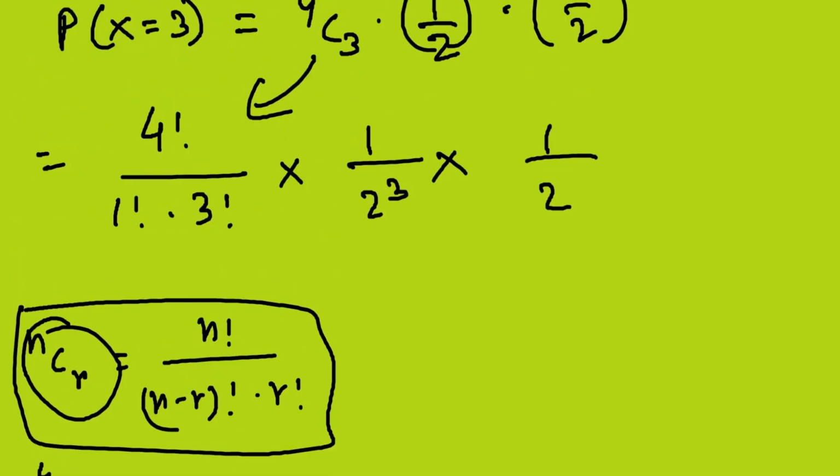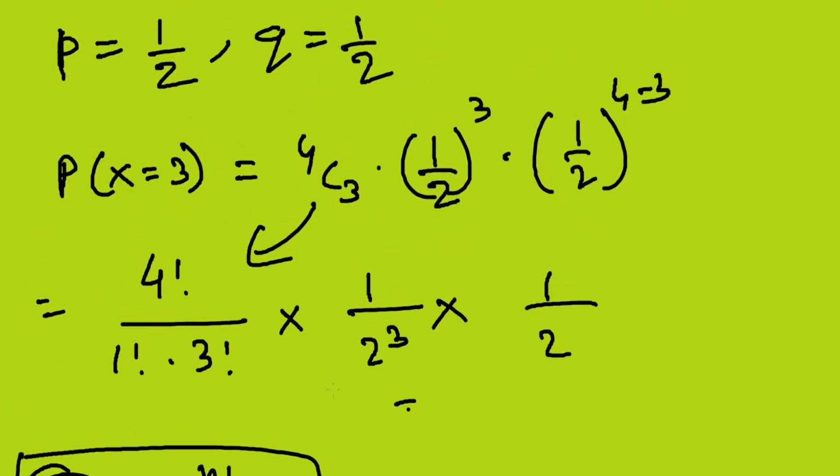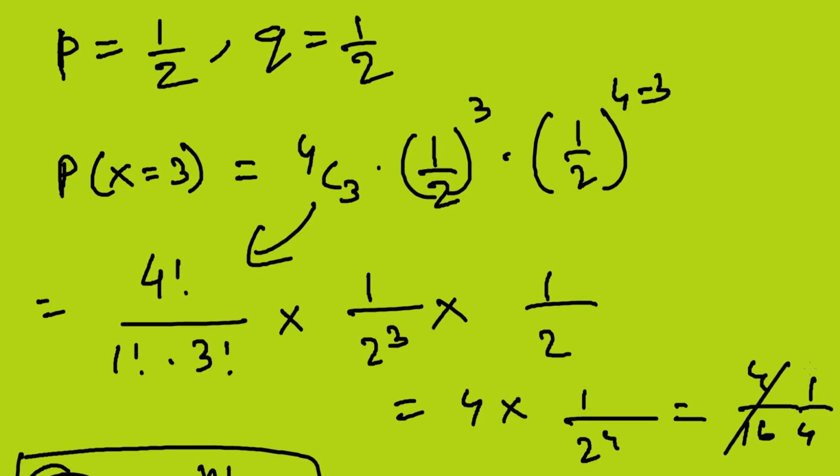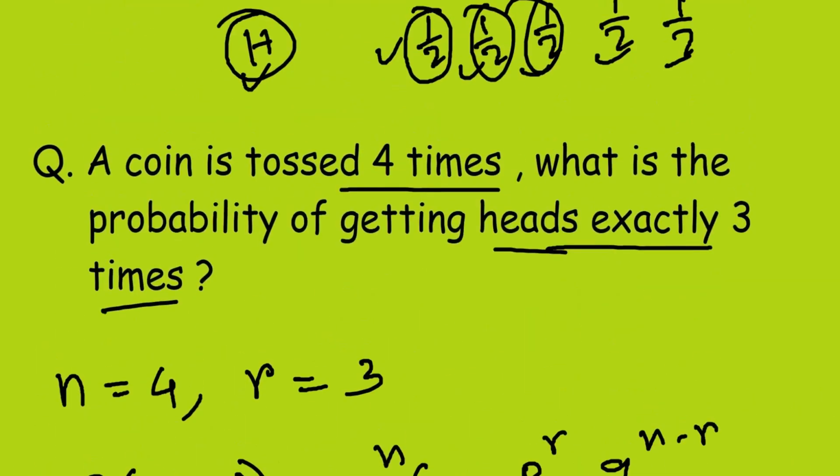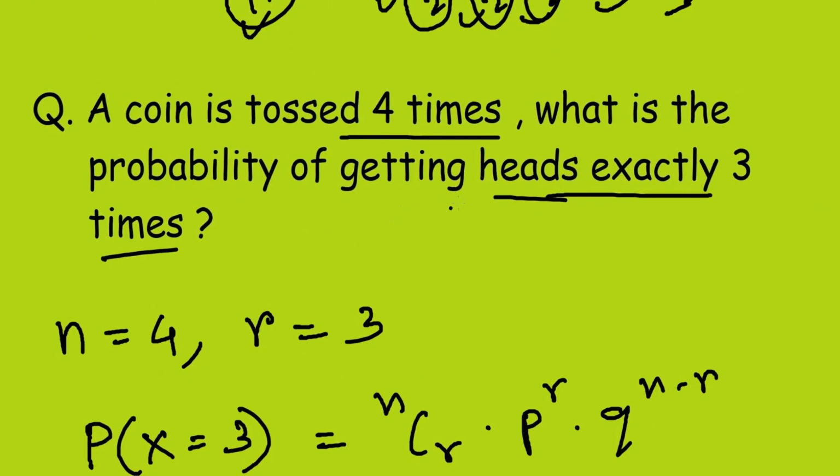So this is easy now. 4 factorial by 3 factorial is nothing but 4. So 4 into 1 by 2 to the power 4. 2 to the power 4 is 16. So 4 by 16, so 1 by 4. So the probability of getting exactly 3 heads on tossing a coin 4 times is 1 by 4. This is the answer.